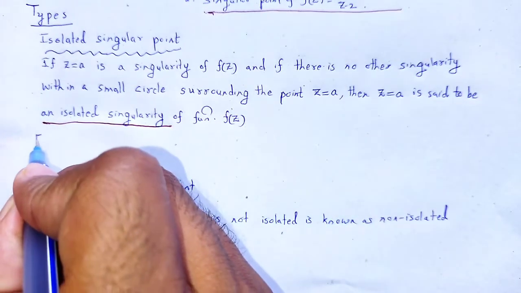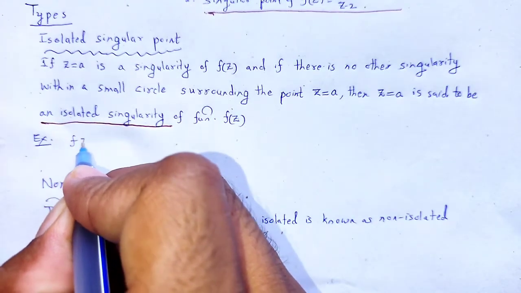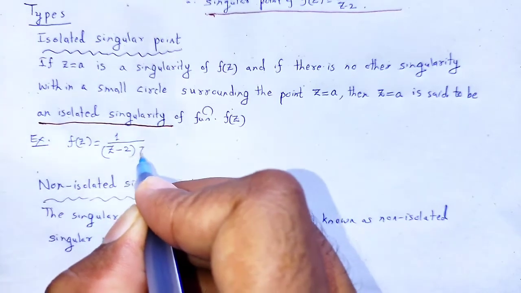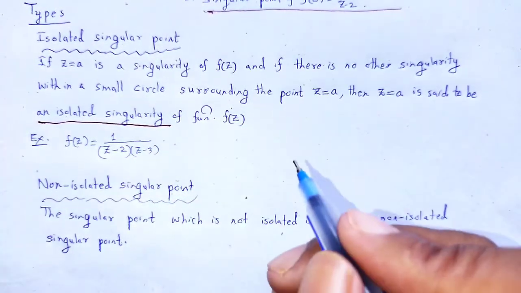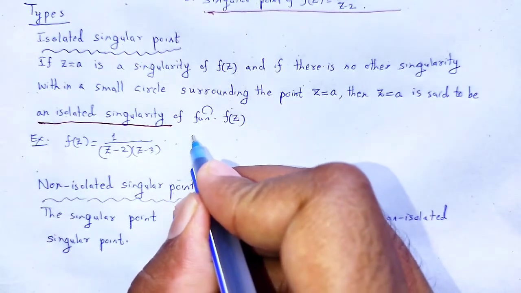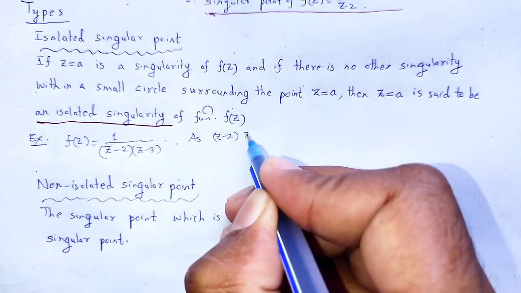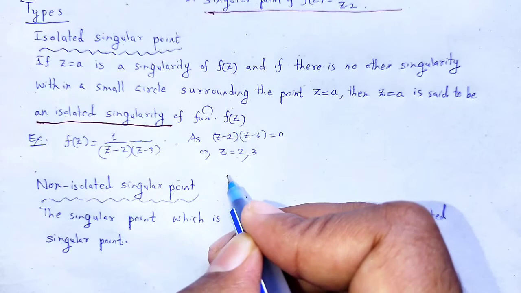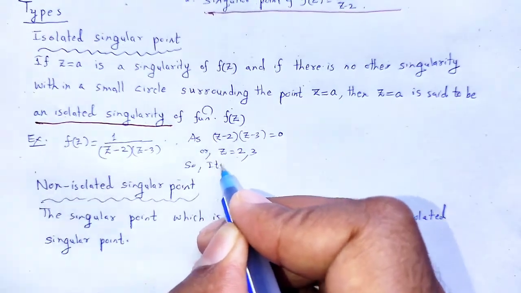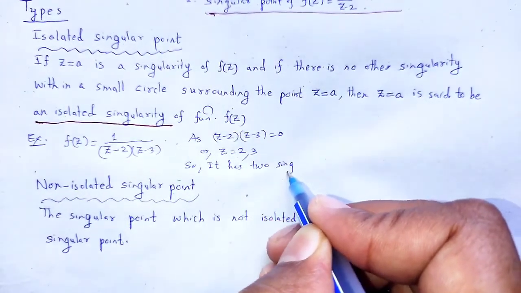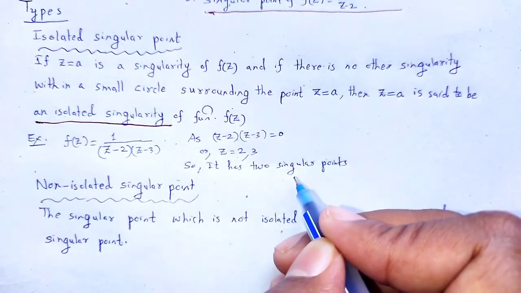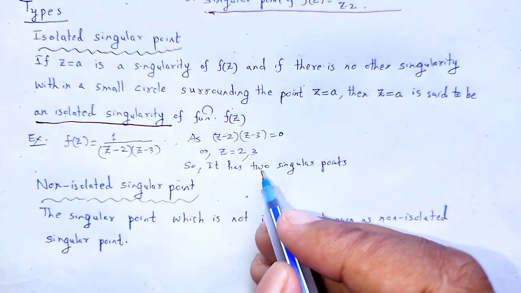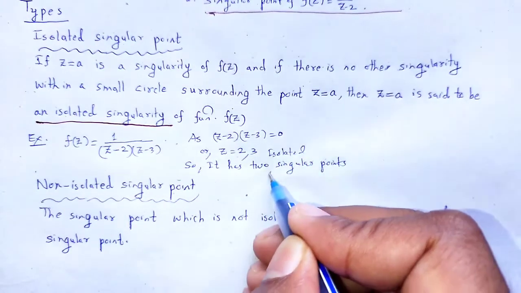Example: f of z is given as 1 divided by z minus 2 times z minus 3. So it has two singular points, as z minus 2 times z minus 3 is equal to 0. We have z is equal to 2, 3. So it has two singular points, and these two singular points are isolated. It has two isolated singular points.